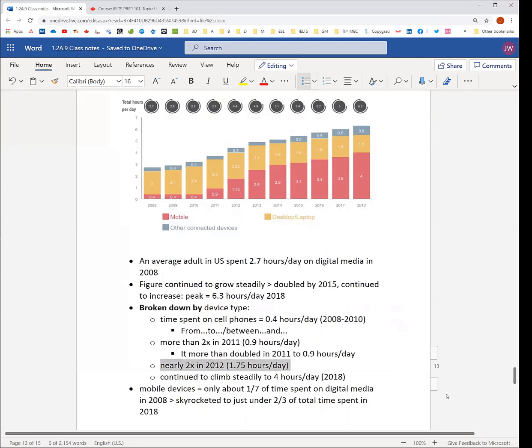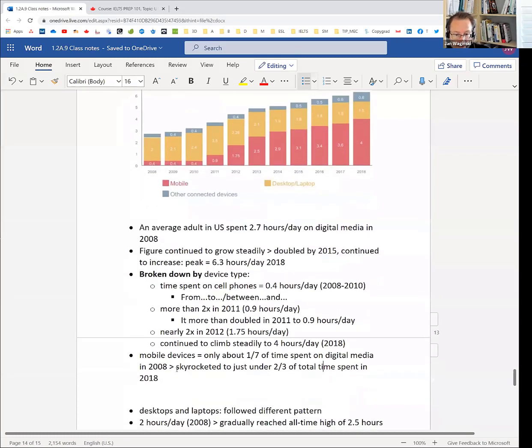Once again, it nearly doubled in 2012 to 1.7 hours per day. Good. Nice. And it continued to climb steadily to 4 hours per day in 2018. Good. And then you can add something like which was the highest amount recorded for mobile use. Okay. And how about the last part?